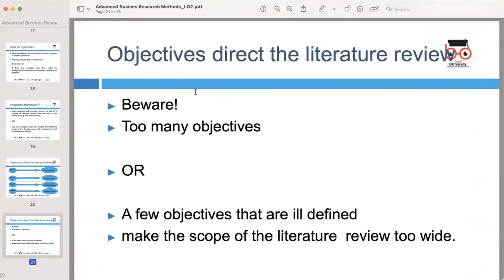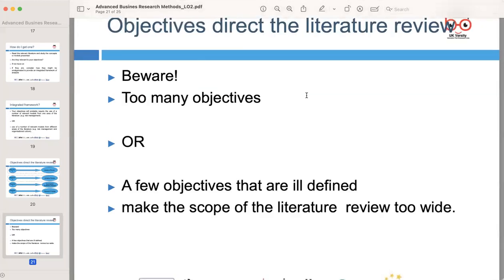Objectives direct the literature review. Beware: too many objectives, or a few objectives that are ill-defined, make the scope of the literature review too wide. So first and important is to avoid having too many objectives for your literature review. When you have an excessive number of objectives, it can lead to confusion and make your review lose focus.